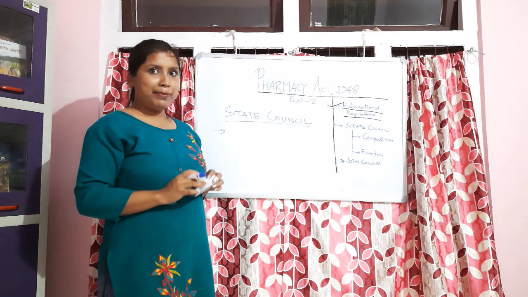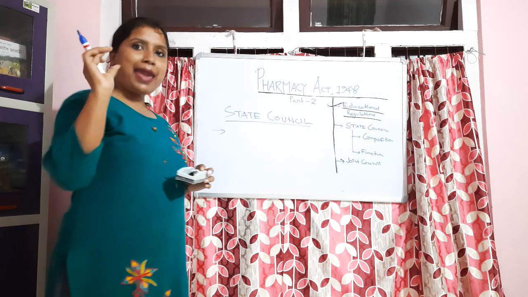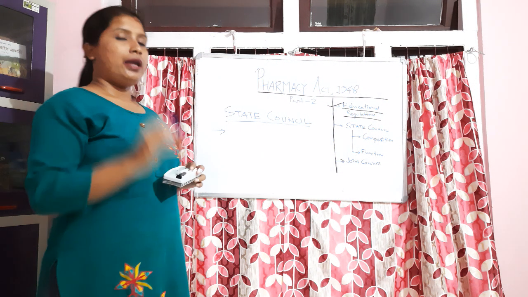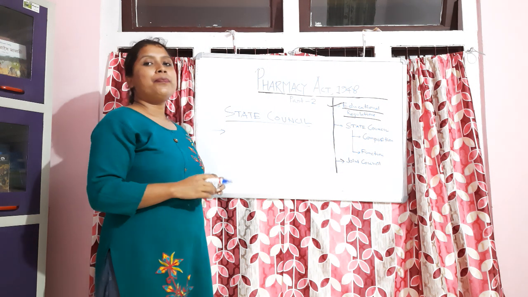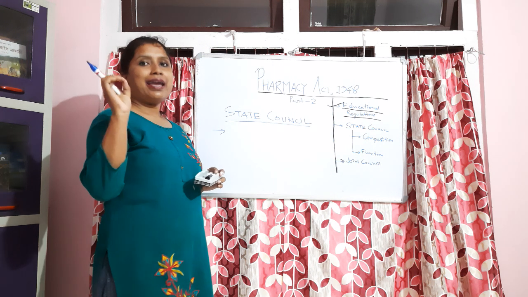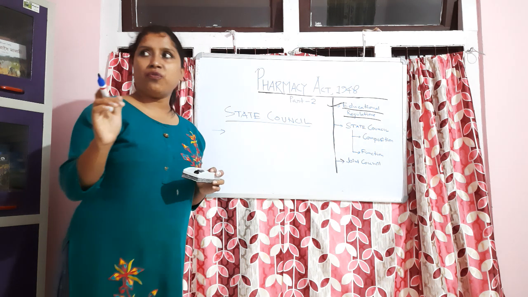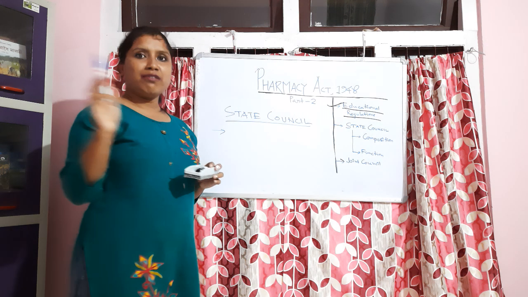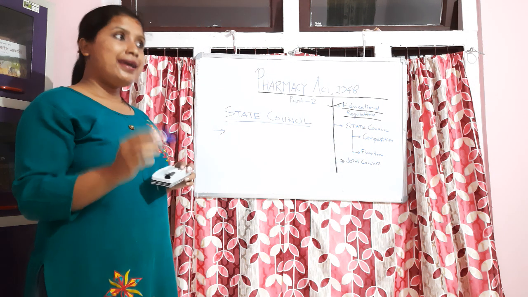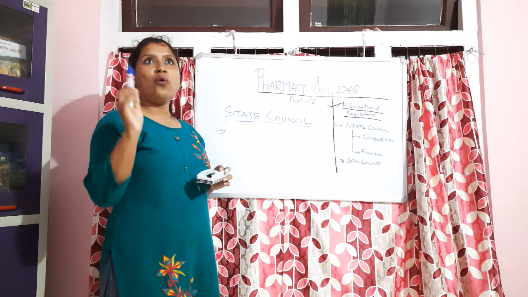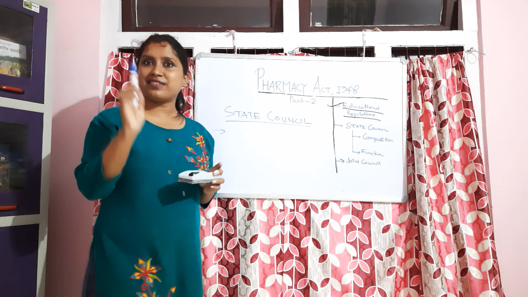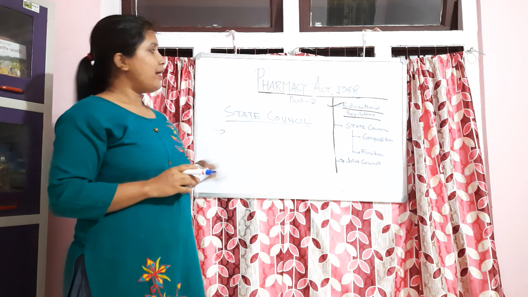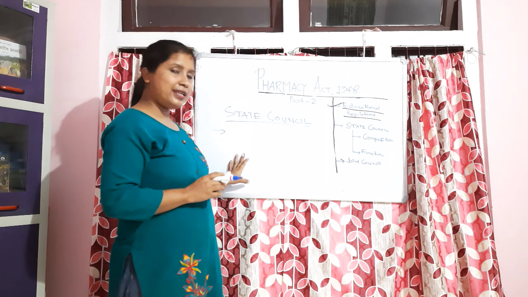These are the official members. I told you there are some ex officio members. In this category, there will be the chief administrative officer of the medical council. Second, there will be one government analyst. Third, there will be one officer in charge of the state drug control department. This is the composition for the state council.